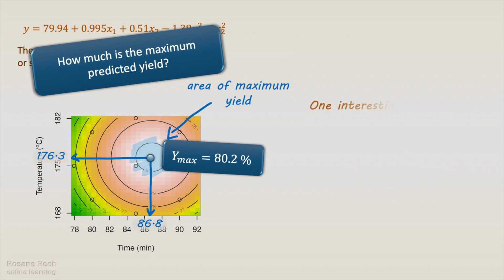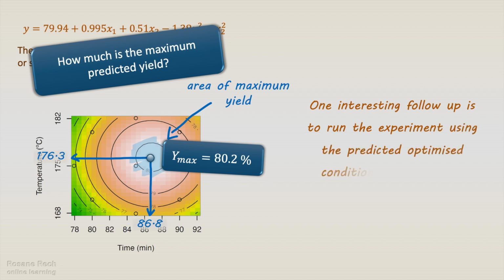Now, one interesting follow-up is to run the experiment using the predicted optimized conditions to verify the model's prediction.